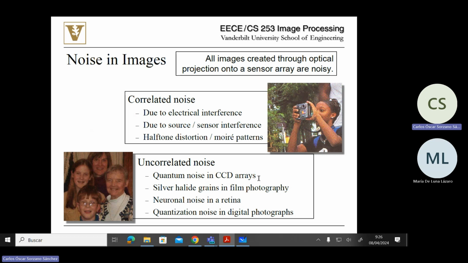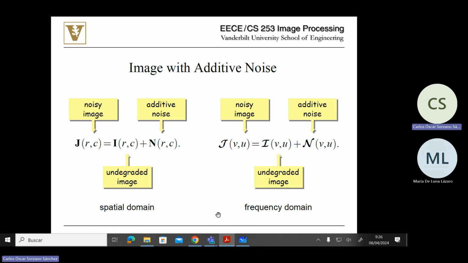Uncorrelated noise comes from quantum noise in the cameras, the size of the grain in film photography. There are small crystals of silver, and the size of the crystal makes uncorrelated noise, as do the neural noise in the retina and quantization noise. So we have these two kinds of sources of noise, and we will care now about the uncorrelated.